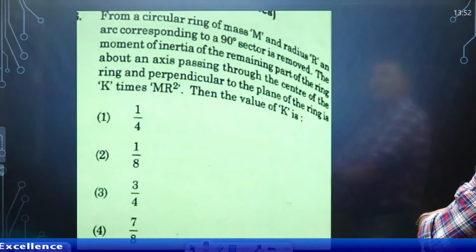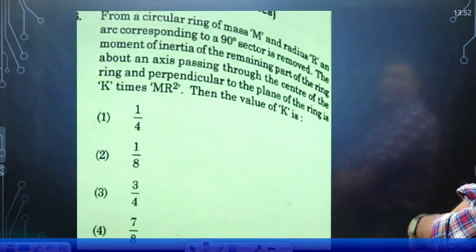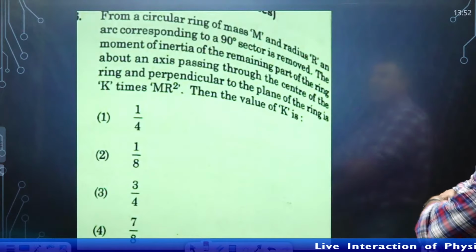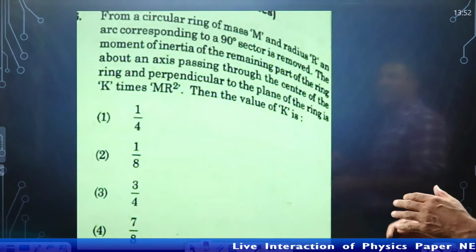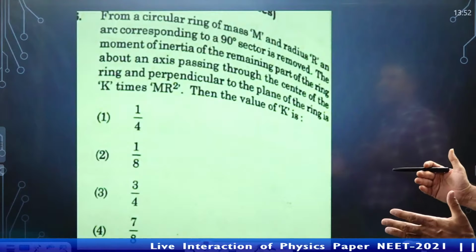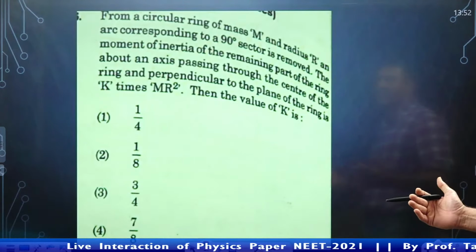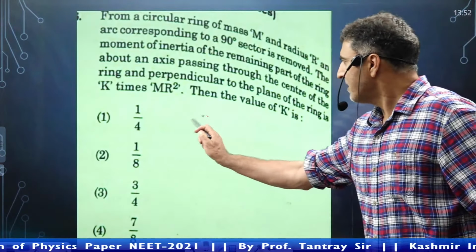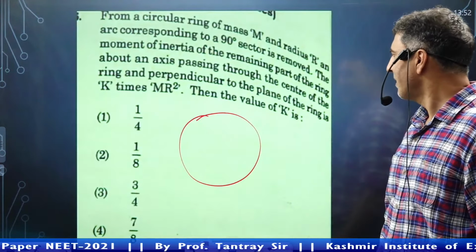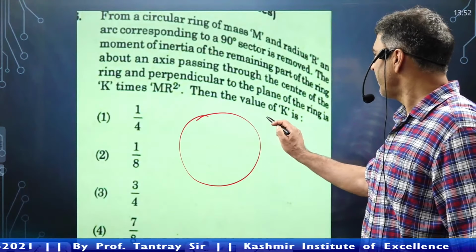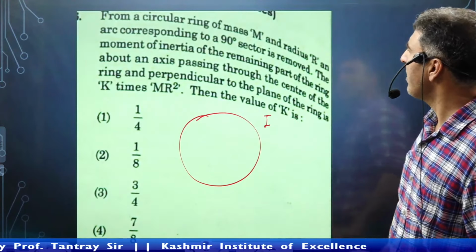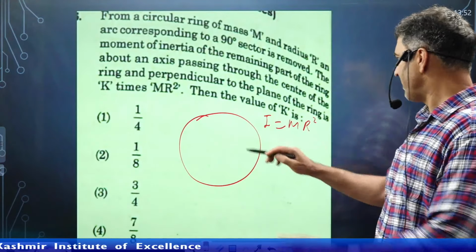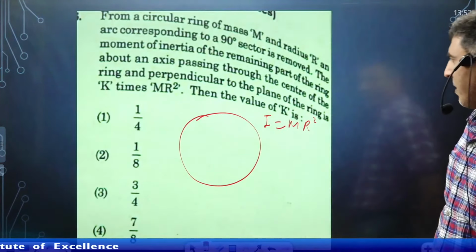Okay. Here, from a circular ring of mass m and radius r, an arc corresponding to a 90 degree sector is removed. The moment of inertia of the remaining part of the ring about an axis passing through the center of the ring perpendicular to the plane of the ring is k times mr square. Then the value of k is? The question is like this. It is a ring. Let me say the moment of inertia of the ring is I. It is mr square, that everybody knows.